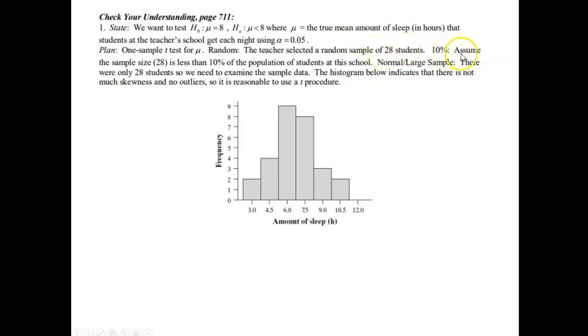They are sampling, so we need to check the 10% condition. I'm sure 28 is less than 10% of the population of all the students. And then we don't have enough of a sample to claim central limit theorem. You need at least 30. And we don't have anything about the population. So what we have to do is take our sample data and draw a distribution of the sample data. And here it is as a histogram. And I do notice that there's no outliers and it's pretty symmetric, not skewed in any way. So we're going to go ahead and move on and use the t procedure.